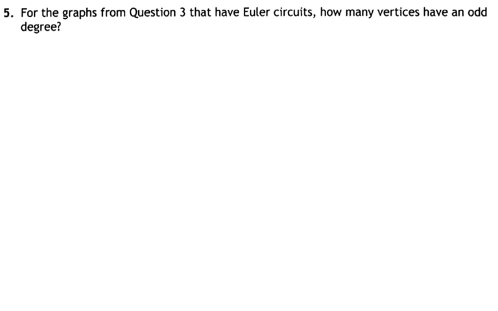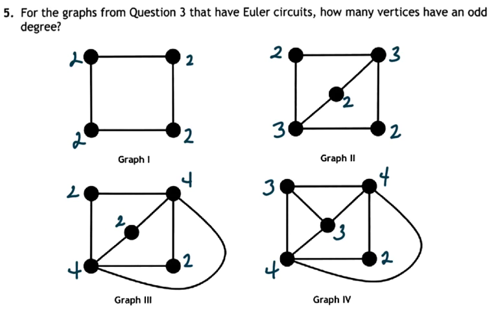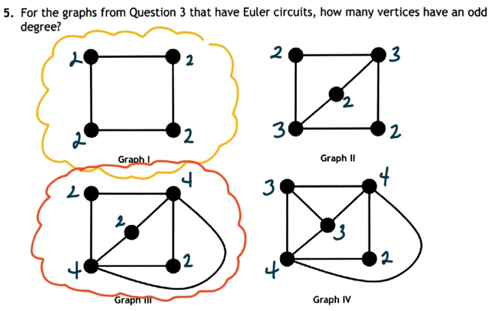So then we take a look at the graphs from question 3 that have Euler circuits and how many vertices have an odd degree. The graphs that were circuits were graphs 1 and 3. How many of those vertices have an odd degree? The answer is none. None of the vertices in this graph or this graph have an odd degree.